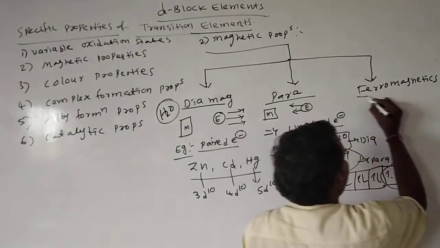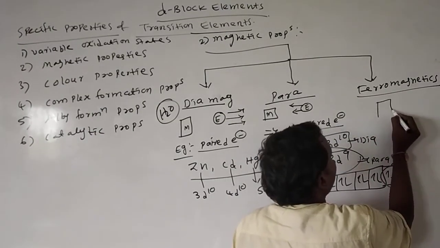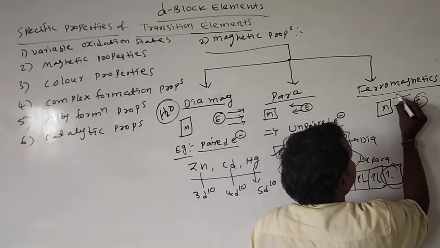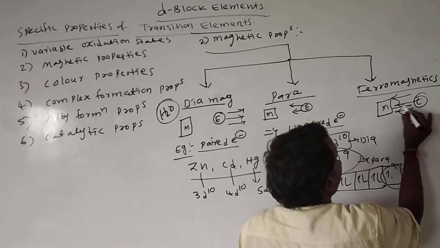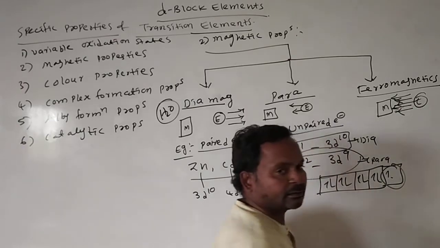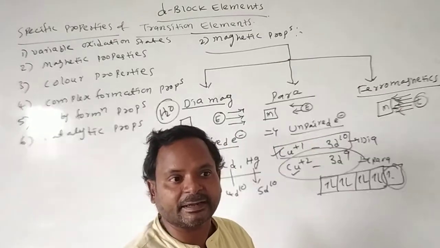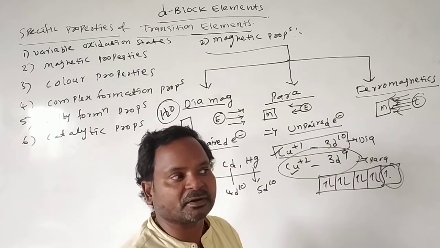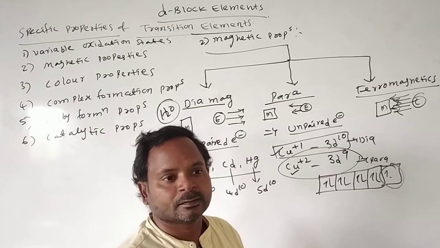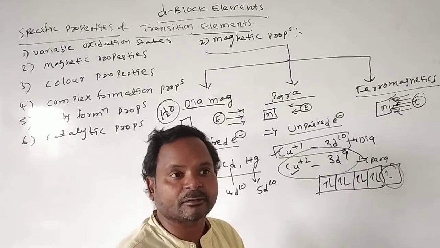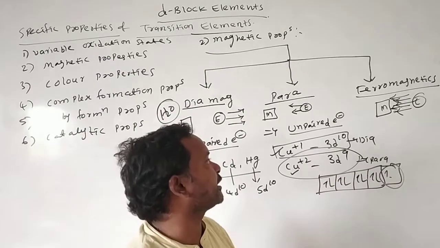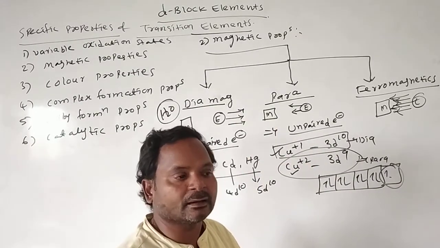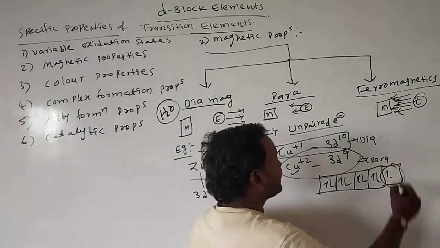Next is ferromagnetism. The elements which are strongly attracted by the magnet are called ferromagnetics. That phenomenon is called ferromagnetism. The nature exhibited by such elements we call ferromagnetism, paramagnetism, diamagnetism.